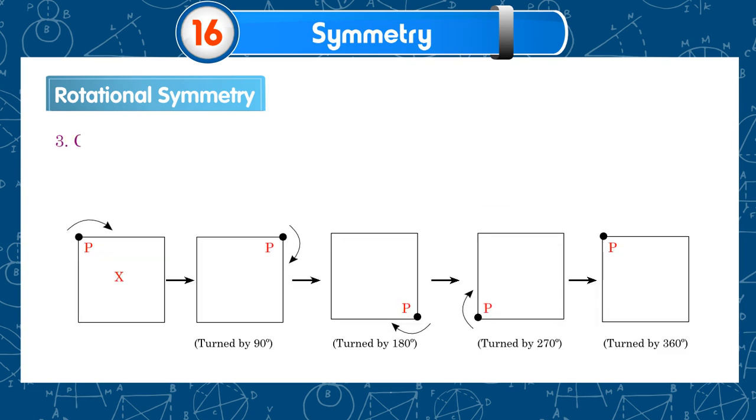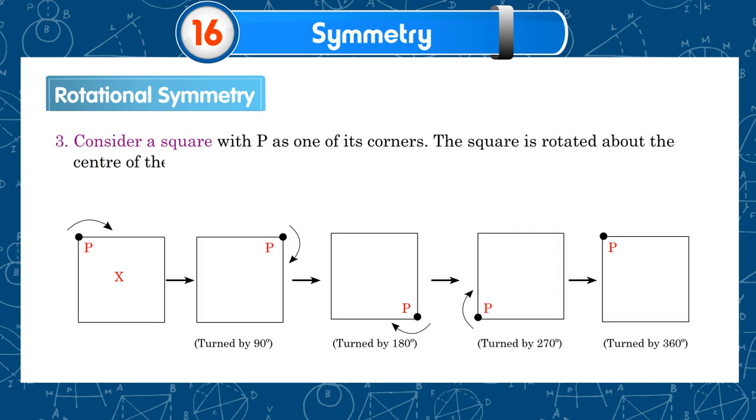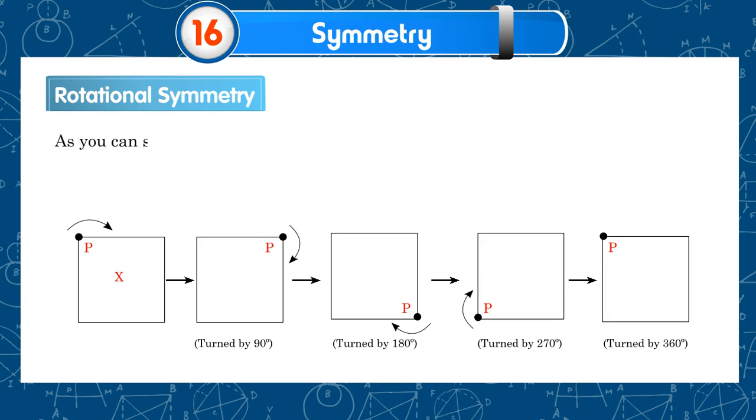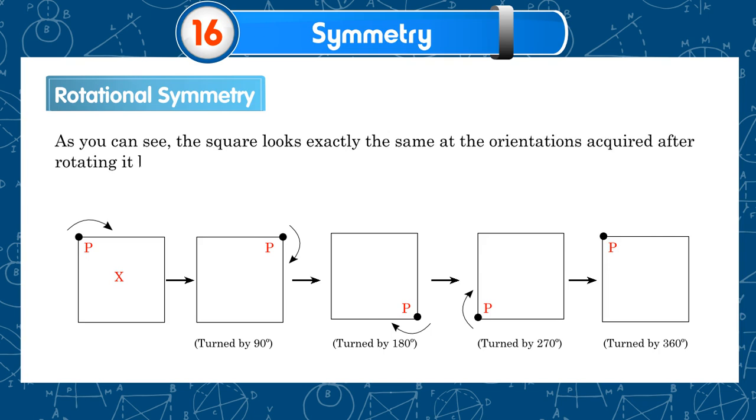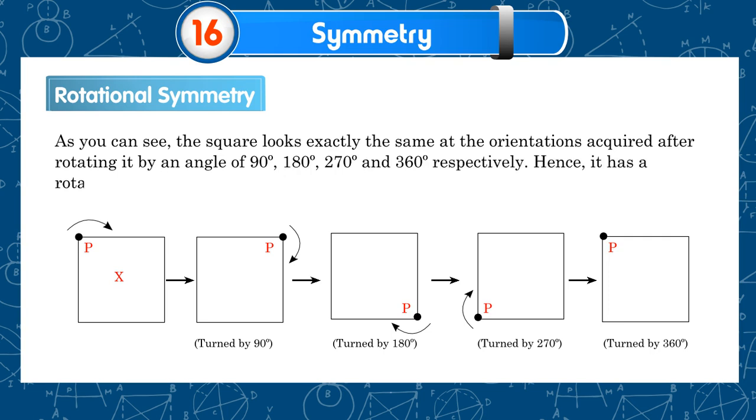Consider a square with P as one of its corners. The square is rotated about the center of the square marked X, shown below. As you can see, the square looks exactly the same in the orientations acquired after rotating it by an angle of 90 degrees, 180 degrees, 270 degrees and 360 degrees respectively. Hence, it has a rotational symmetry of order 4.